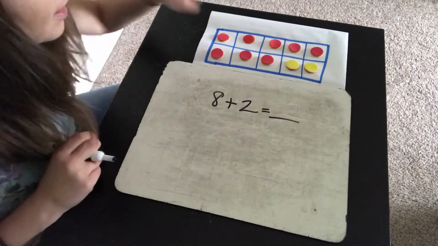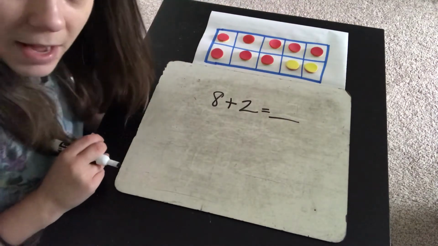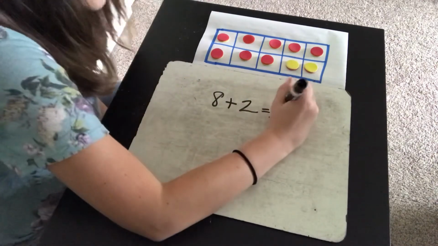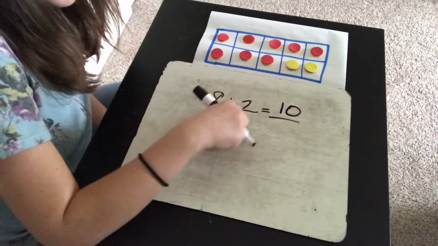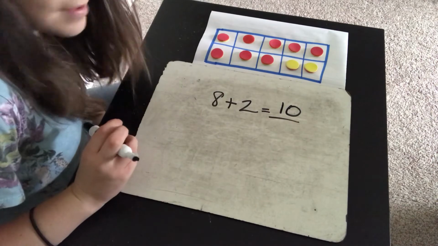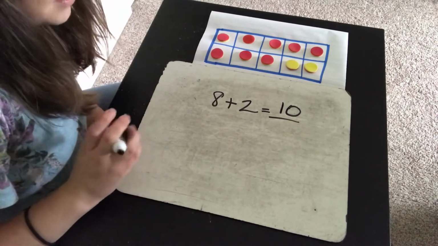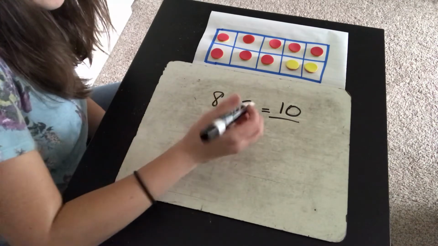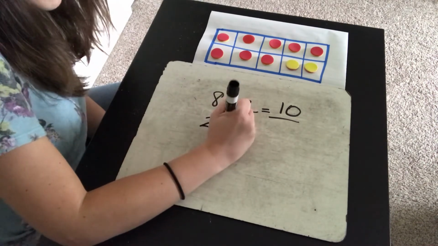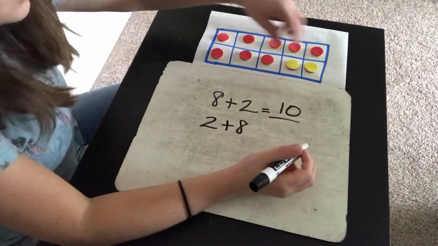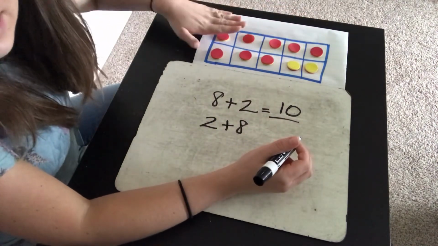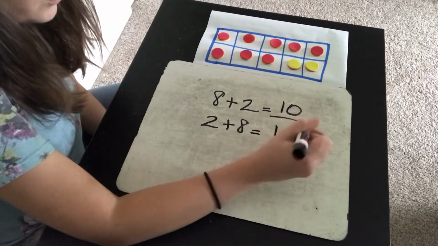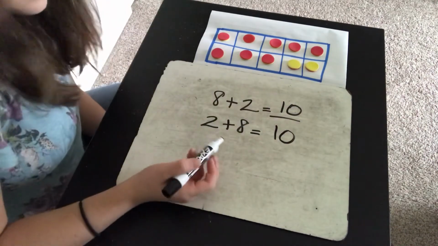Well, I don't even have to count because the whole 10 frame is filled up, and when the whole 10 frame is filled up, that means there are 10. So 8 plus 2 is 10. That's a making 10 fact. 8 plus 2 makes 10. I could use the commutative property to add these numbers together and do 2 plus 8. 2 plus 8 equals, it still equals 10, no matter which order I add these in.